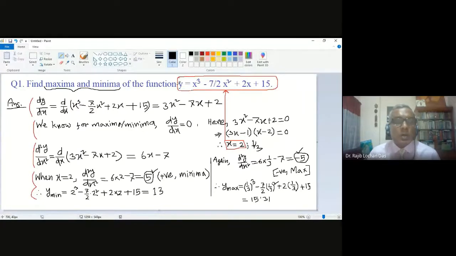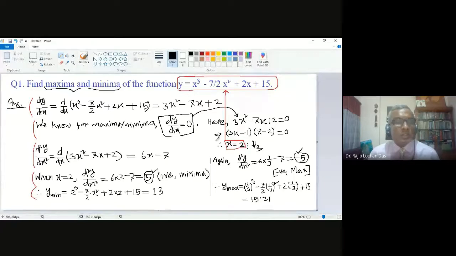The rule is you will do first derivative, and then you will put first derivative as 0, and then you find out the x value. X value may be 1 or 2 or 3 or 4 or 5. For every x value, there will be a maxima or minima. If there are more x values, there will be more maxima, more minima.